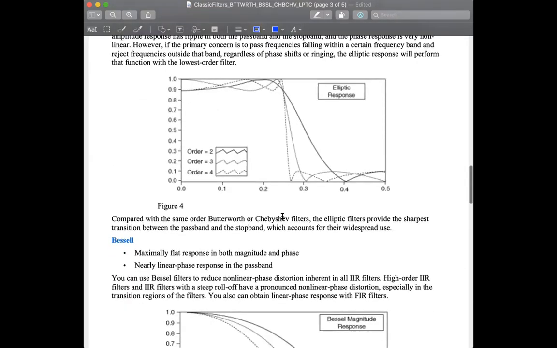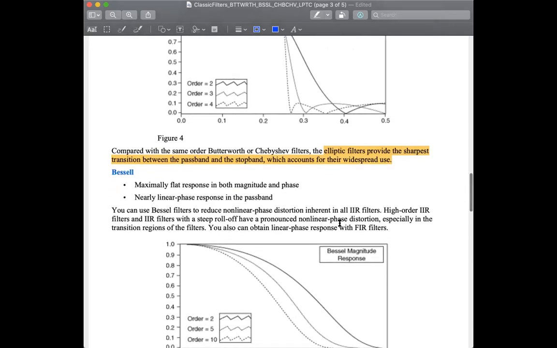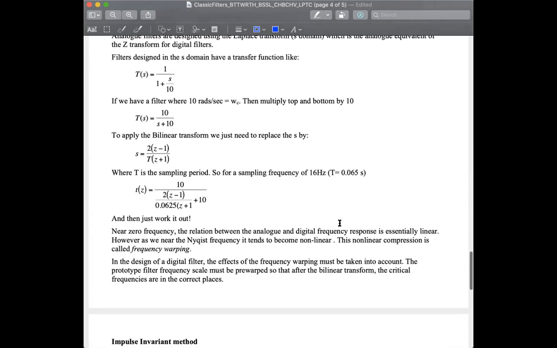How about elliptic filter arkadaşlar? Ripples on both sides. Butterworth, no ripple. Chebychev, ripple, pass band or stop band, Chebychev 1, Chebychev 2. And elliptic filter, both ripples, but elliptic filters will provide the sharpest transition between the pass band and the stop bands. That's why it is widely used. Elliptic filters are more used than Chebychev or Butterworth filters.